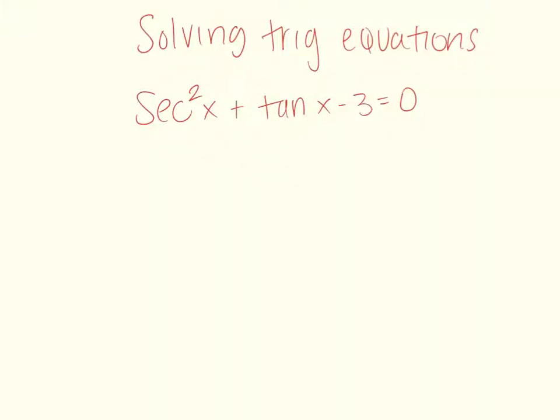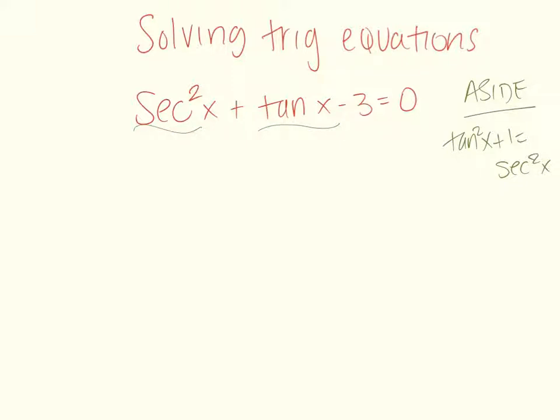We are going to work on solving some additional trigonometric equations. We'll start with this one, secant squared x plus tangent x minus 3 is equal to 0. Notice that secant squared x and tangent x are two trigonometric terms, and they are not the same function. We want to make sure that we have everything in the same function. We can, however, use the trigonometric identity that tangent squared x plus 1 is equal to secant squared x.